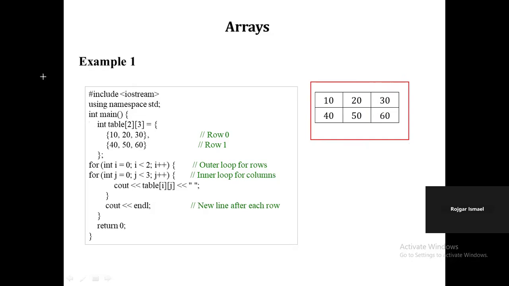We have to describe at the beginning integer table 2, 3. Integer, it's the data type. Table, it is the array name, let us say. You can rename the table to the markers, to the scores.